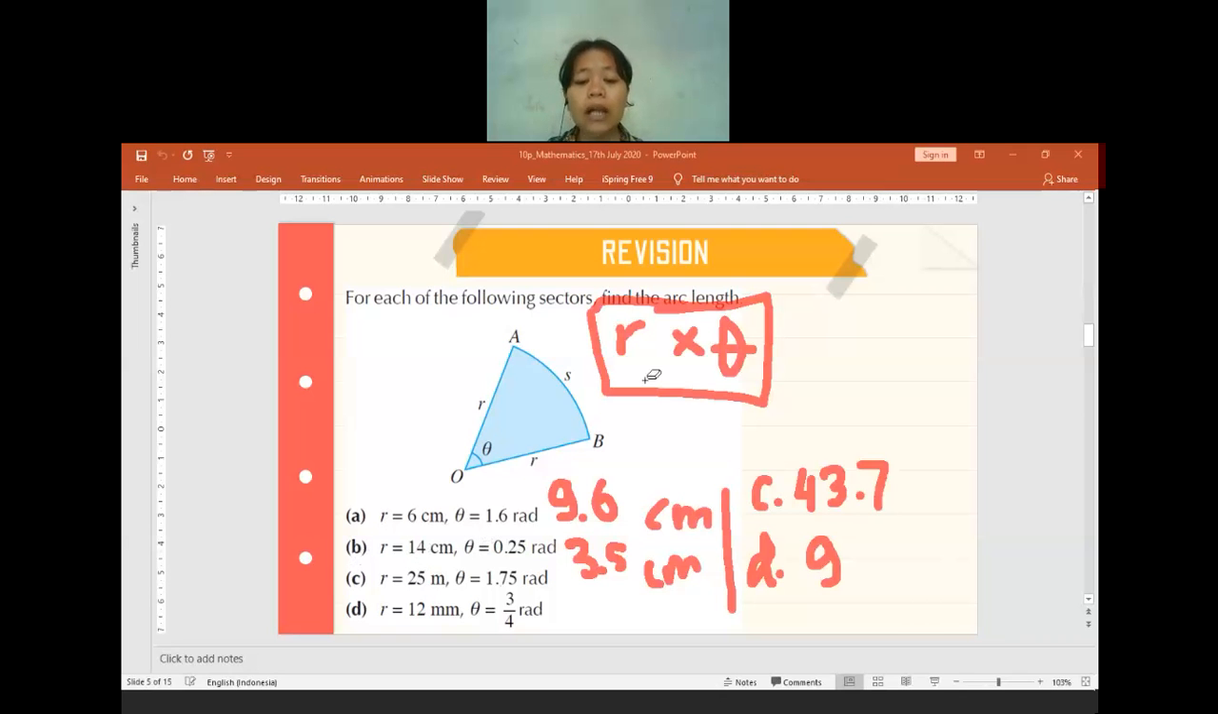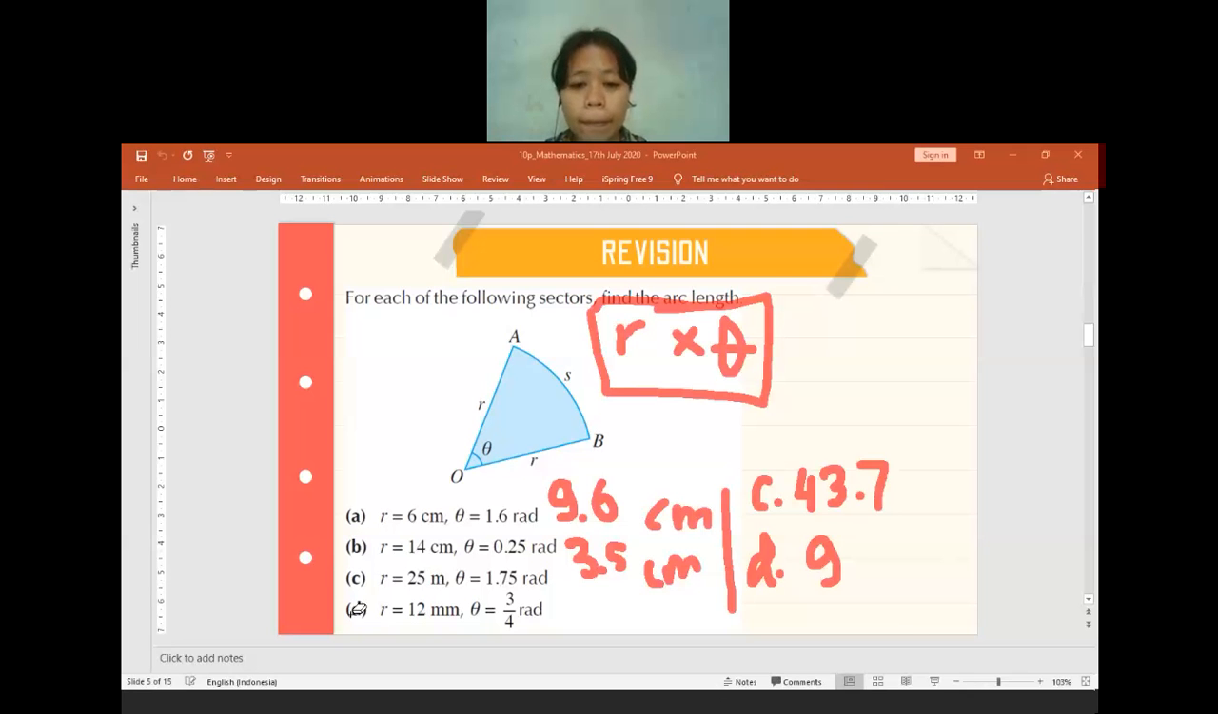For question B also, r times theta. The r is 14, the theta is 0.25. Multiply them, you get the answer. Do the same thing for questions C and D. Is it your question, or do you want to ask anything else, Nico?